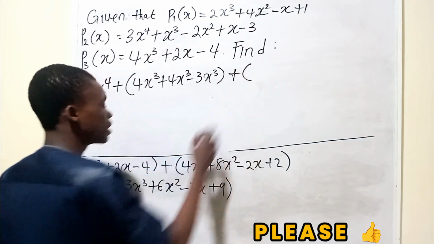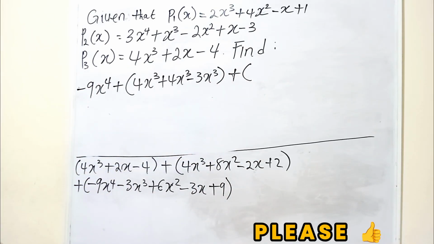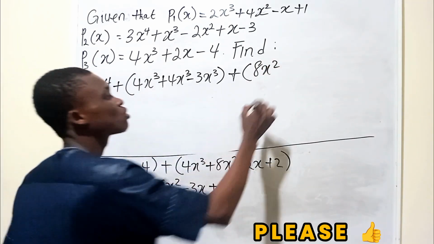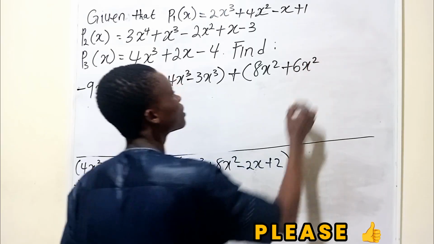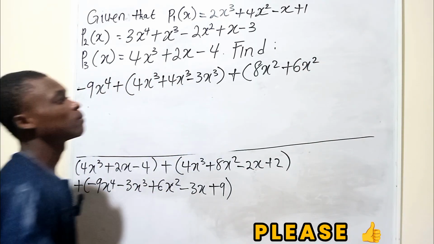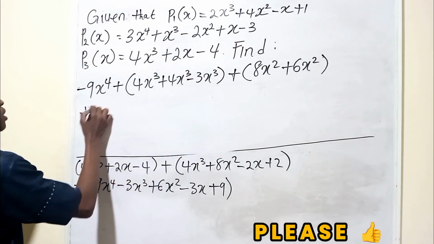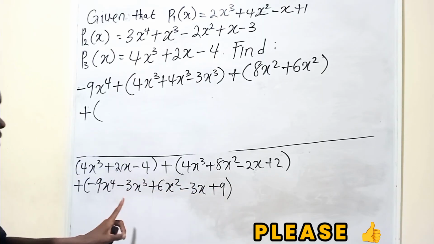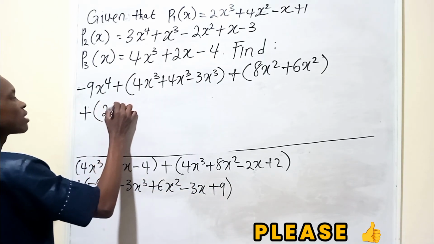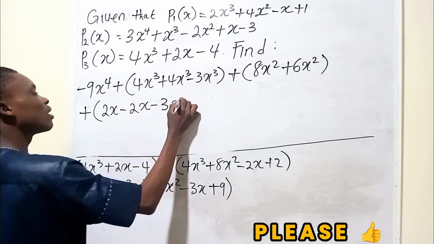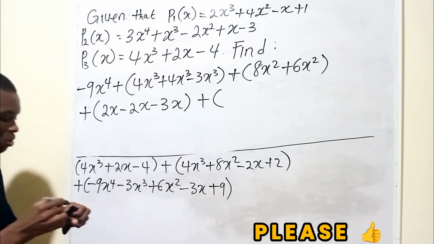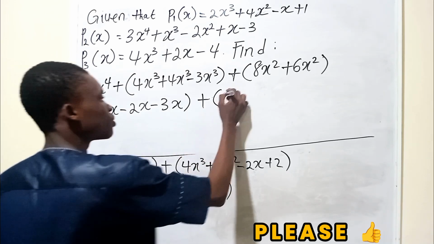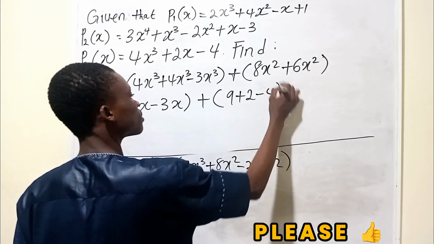Plus the next power we have to pick here is 8x squared, plus 6x squared. Okay, that's all. Plus, what next? The next power we have to pick is 2x, minus 2x and minus 3x. Plus what next? 9 plus 2 minus 4.